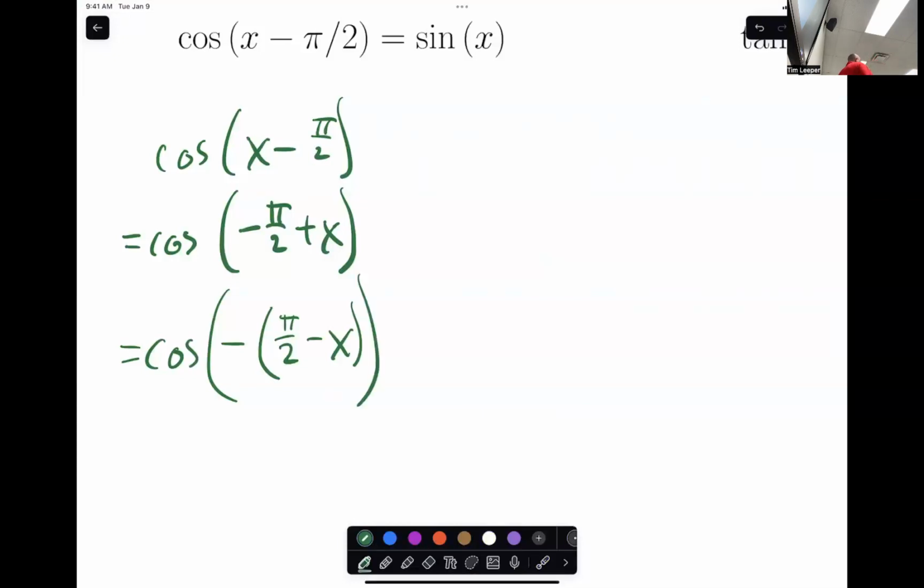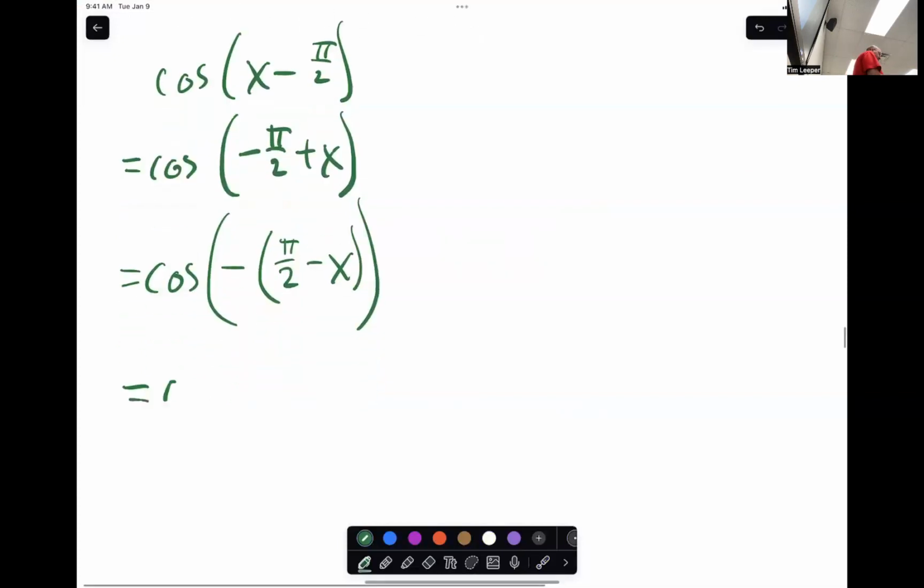Wait, can't you just take away the negative? This is an even function. You have to talk about why, but yes. So you have to show to get this far, right? And at this point, you have to realize that cosine is even. And since cosine is even, that negative that we factored out there can just go away. So this is equal to the cosine of pi over 2 minus x.